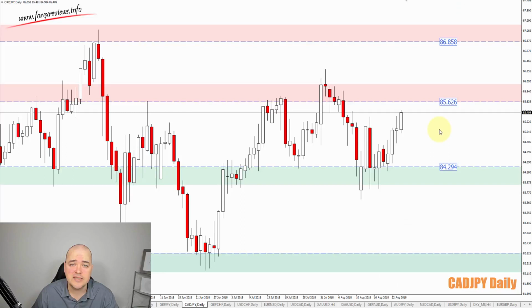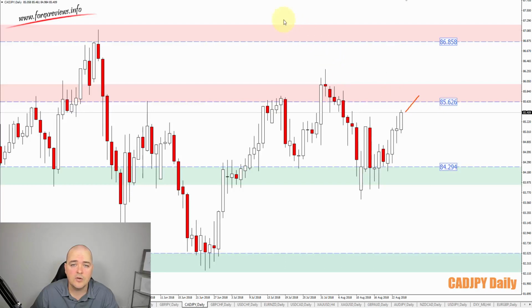The next pair I'd like to cover is CAD Yen, and I'm on the daily chart. The zone I'd like to mention on this market is the 85.62 zone area, which is an area that has acted as strong resistance multiple times in the past, such as back here, back here, back here, and back here. This is a great target area to the upside for all those people holding a buy position on this market from the 84.29 zone area.